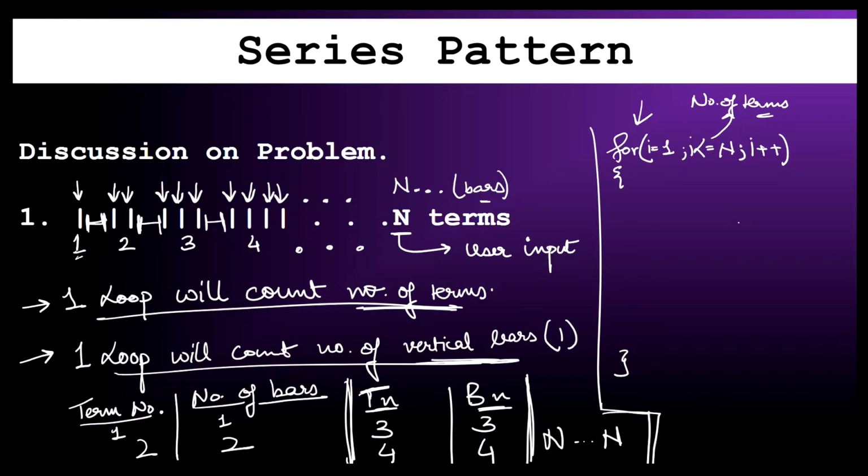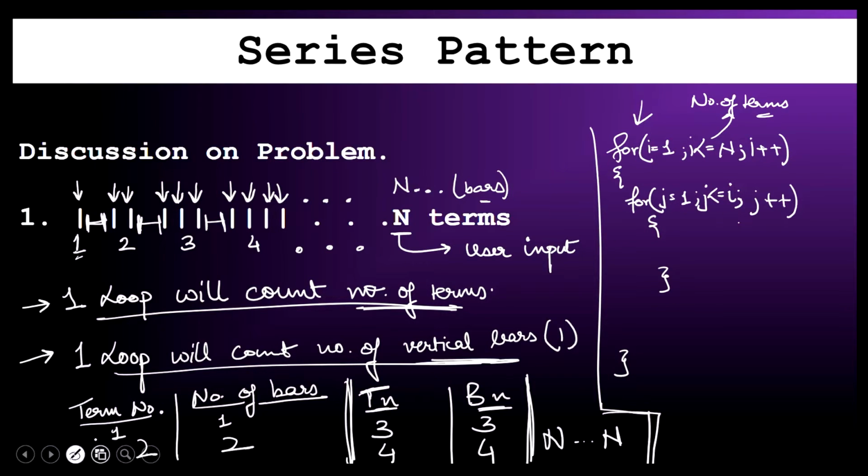The next loop will run up to the limit where it reaches the value of i and will print the bars consecutively, right? So if we write the next loop like this, for j equal to 1 and j less than or equal to i, I hope I am getting you clear on the thing? Okay.